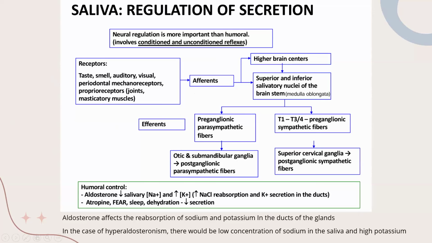Humoral control, we have the aldosterone. As I said, it's more neural control. But when it comes to humoral control, in people with hyperaldosteronism, they would have low concentration of sodium in saliva and high potassium concentration in saliva. Why is that? Because aldosterone has the effect of lowering the salivary sodium and increasing the potassium in the saliva. Atropine is a drug. Fear, sleep, dehydration, all they contribute to the lessening of the secretion of saliva.